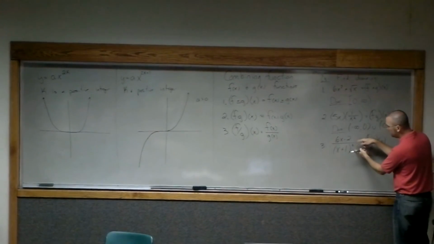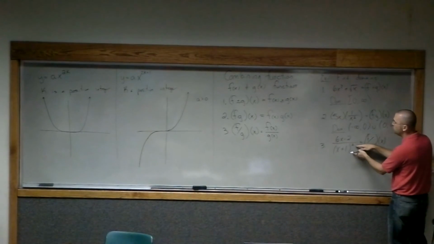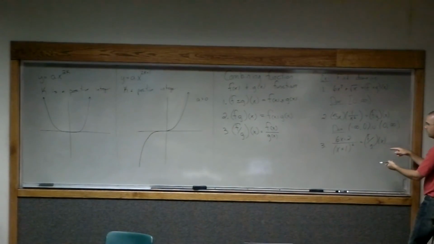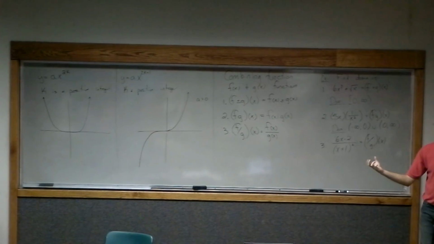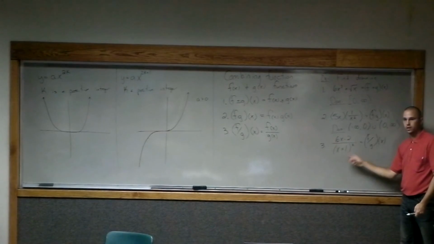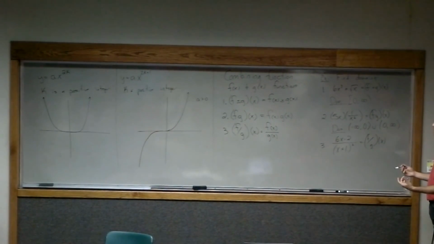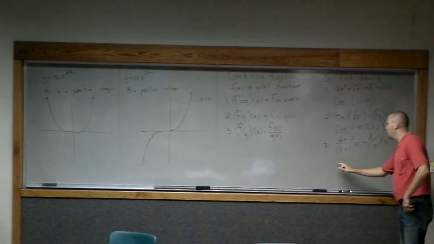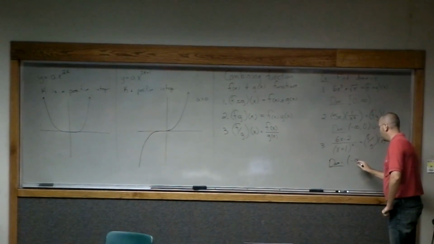Okay? As this is, I can plug anything I want into the top function, anything I want into the bottom function. But since this is a function on the bottom, I now have to be careful about dividing by 0. I cannot divide by 0. So what values has that limited my domain to be? I can put in anything I want except for -1.